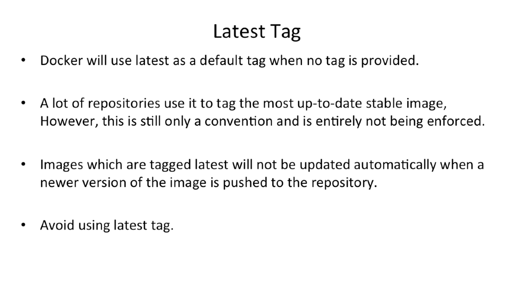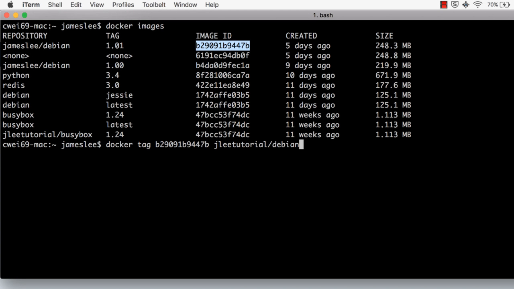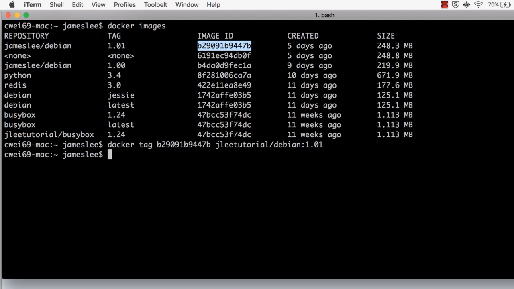It's easy to look at it and think that your deployment script should just pull latest. However, this is not enforced. It takes a lot of discipline to make that work. The safest way is just to version your tags every time. Here, we just explicitly specify tag 1.01. Then hit enter. Now let's run docker images again.